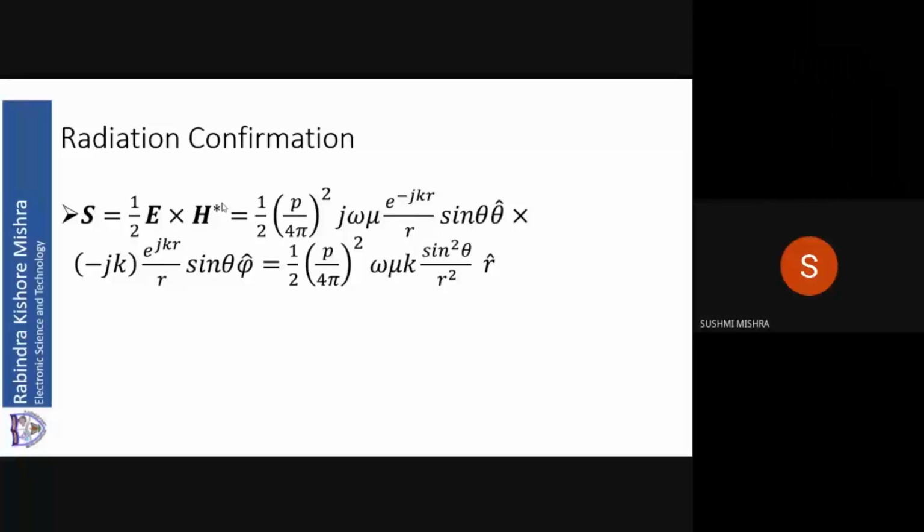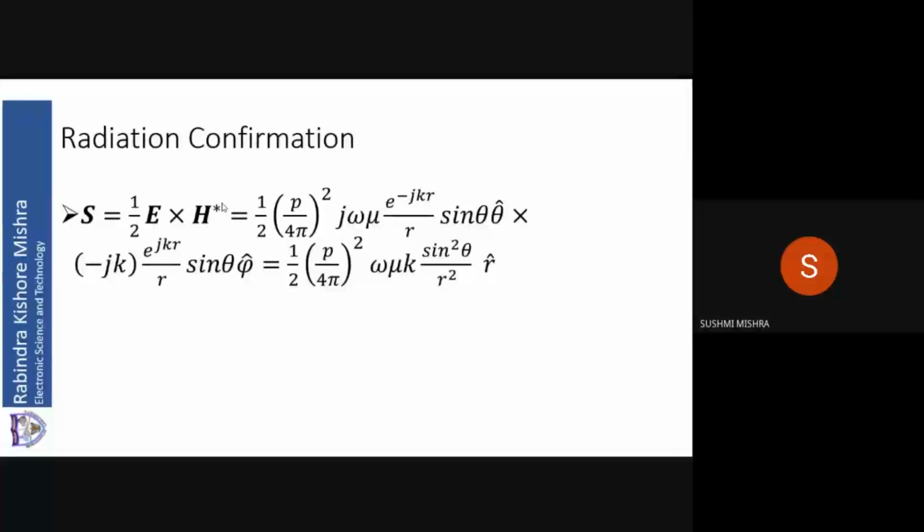Now let us try to confirm whether there is actually radiation or not. We found the fields and the terms for the fields. Then let us consider whether there is actual radiation or not. Now, I will concentrate only on the radiation field or radiated zone. If I go to the radiated zone and find that there is some power, then I will say that there is actually radiation. So how do you find out power?